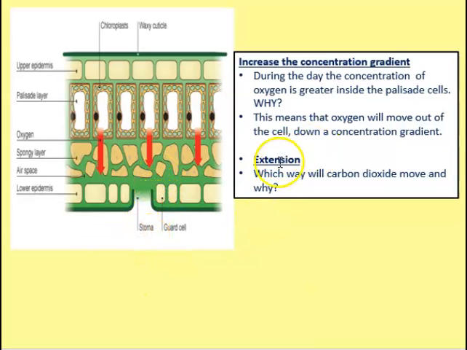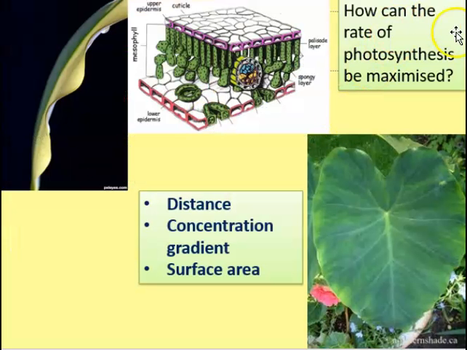Okay, now there is a little extension question there. Which way will carbon dioxide move and why? Carbon dioxide is being used in the leaf, so the concentration will be greater outside. So carbon dioxide during the day will move into the leaf from an area of high concentration to an area of low concentration. Okay, so the last example there is to do with the increased concentration gradient.